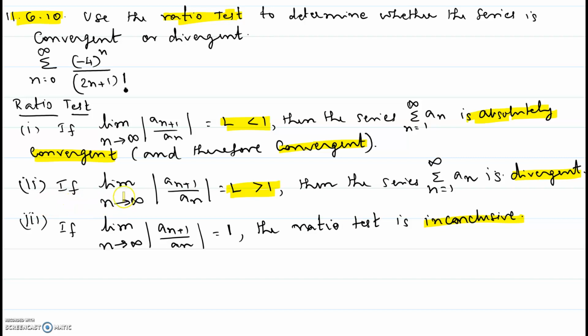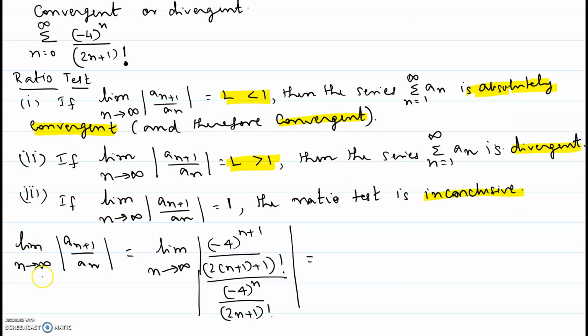If the limit as n approaches infinity of the absolute value of a sub n plus 1 over a sub n, the ratio of the n plus first term over the nth term, is equal to L, and if L is more than 1, then the series a sub n is divergent. If the limit is equal to 1, then the ratio test is inconclusive, which means no conclusion can be drawn about the convergence or divergence of sigma a sub n.